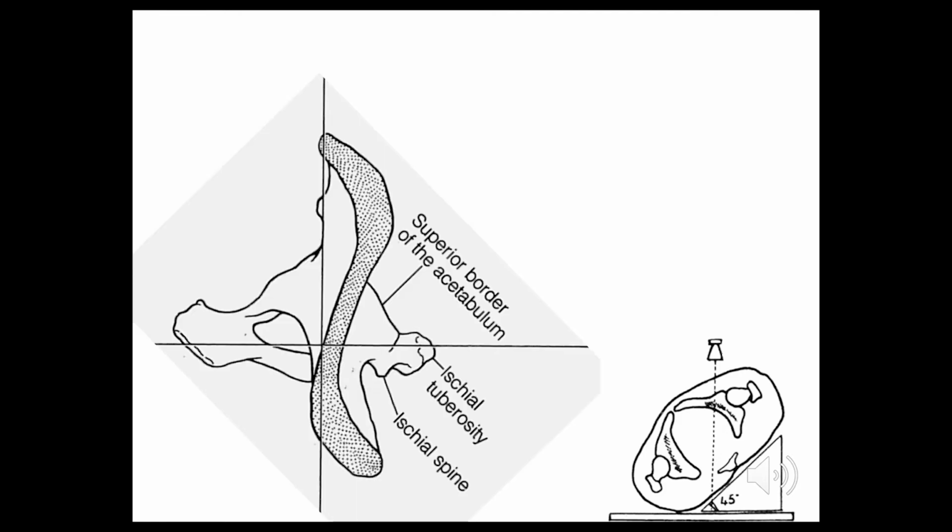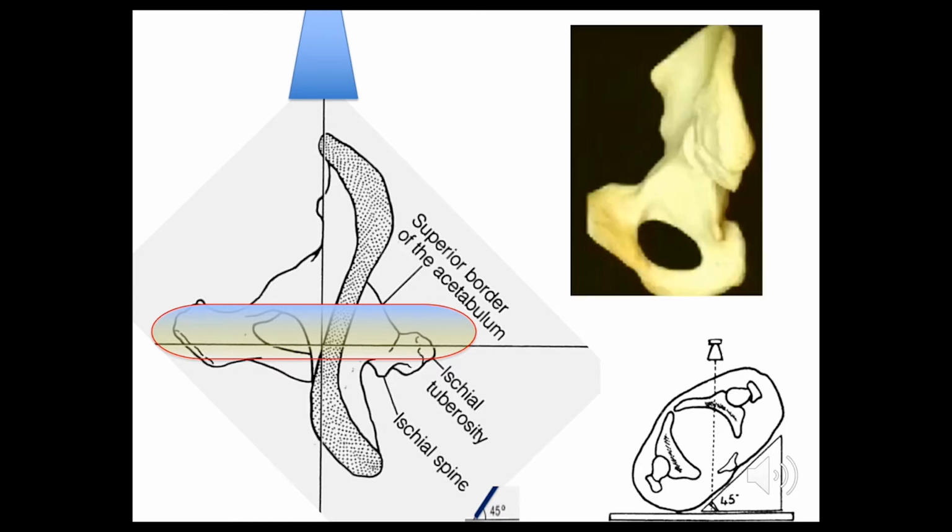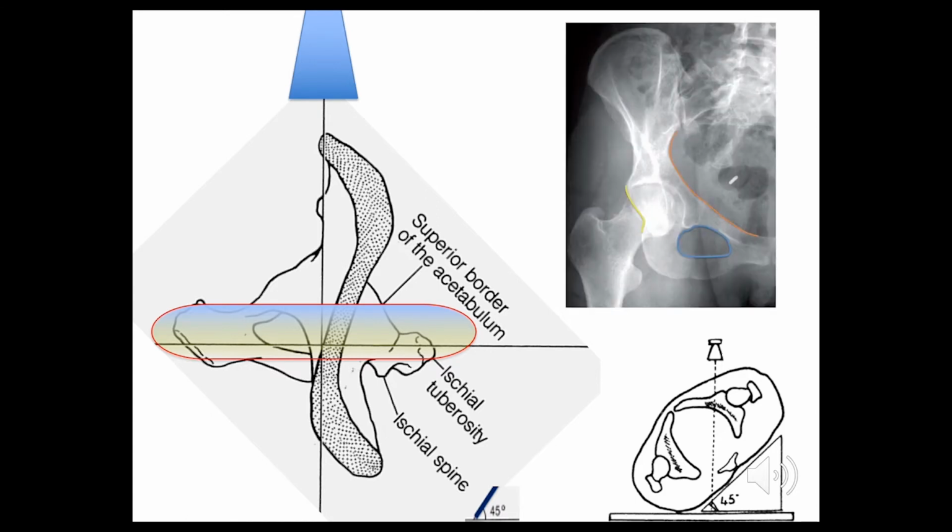So by turning the patient 45 degrees internally, the X-ray beam will be perpendicular to the plane of the obturator foramen. So we could see the related fracture lines, details, and patterns. And here is the obturator oblique view.